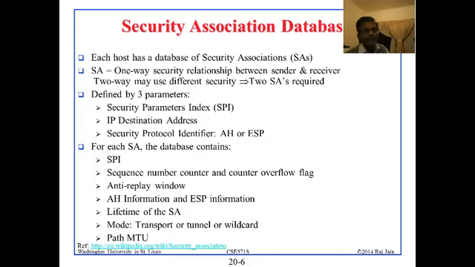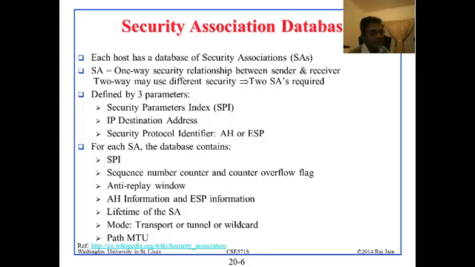And then path MTU. MTU is the maximum transmission unit. Each router has the maximum size that it can take. That is the router's MTU. Path MTU is the minimum of all the routers on the path. So if you're going from A to B, you ask every router along the path, what is your MTU? And the minimum of that would be the path MTU.